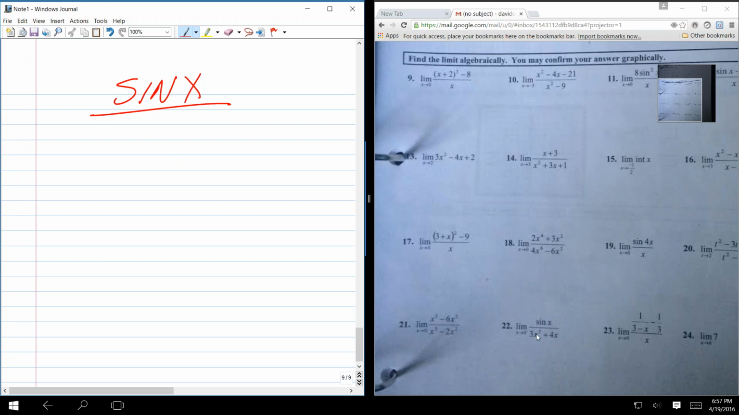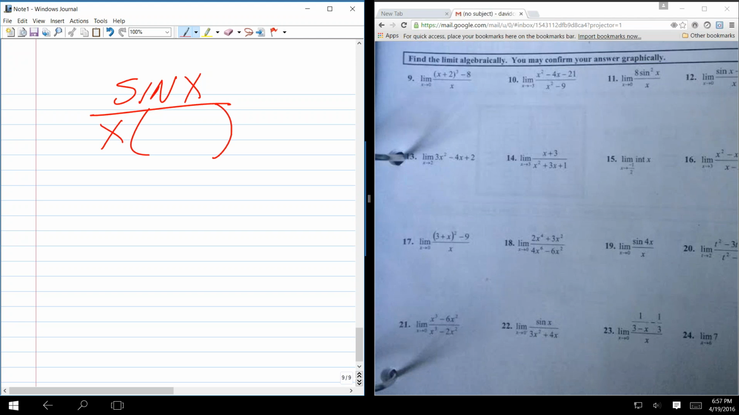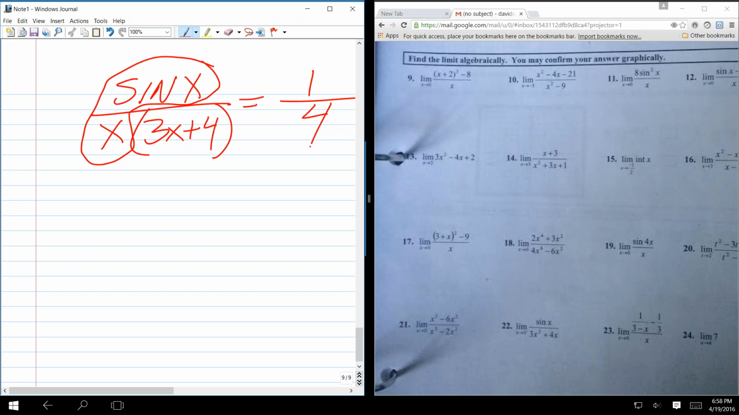But I can take out a common factor in the bottom, which is x, leaving 3x plus 4. And I know what sine x over x is. That's 1. So I end up with 1 over, as x goes to 0, 4 in the denominator.